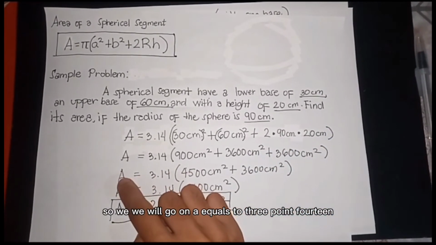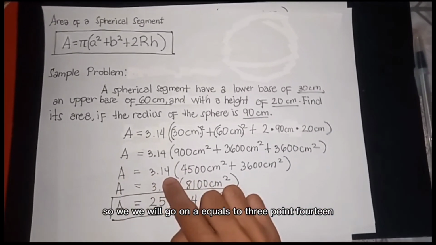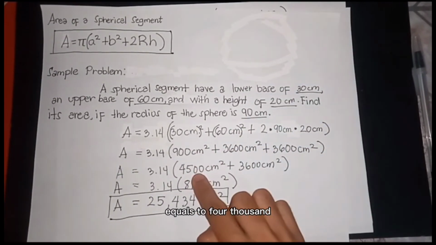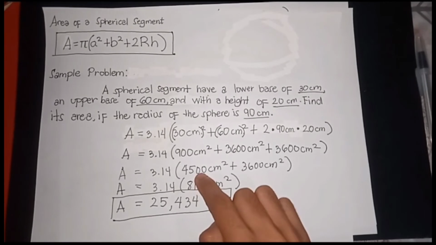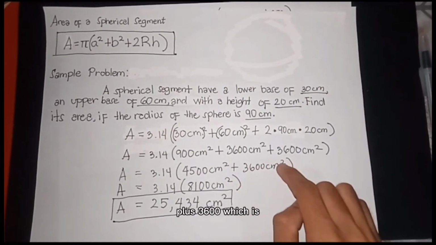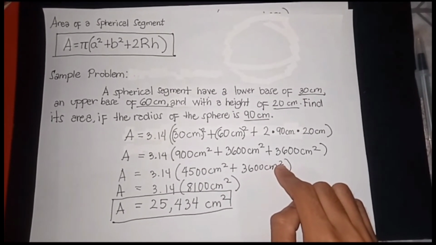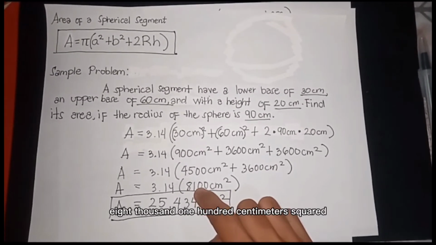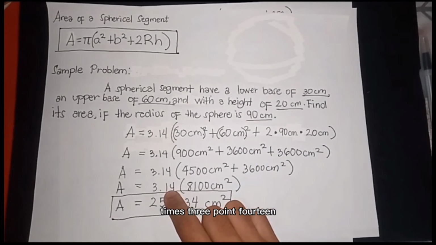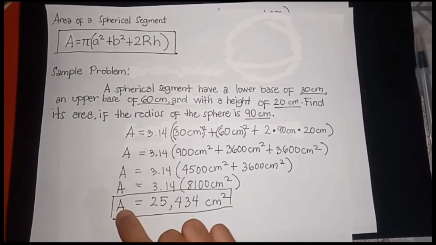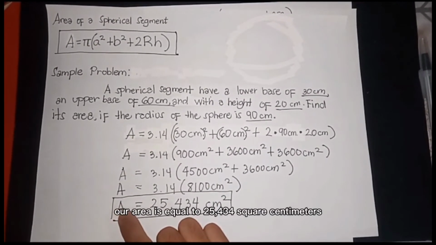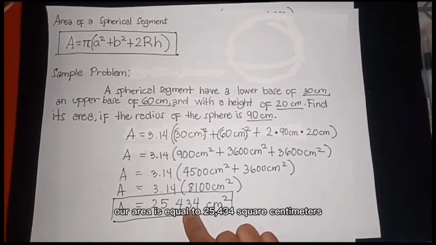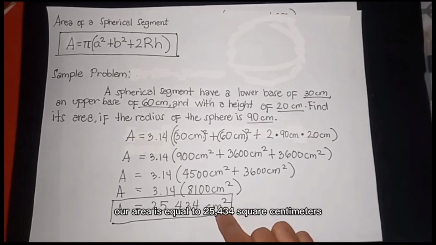So we will go on. A is equal to 3.14 times: 900 plus 3,600 is equal to 4,500 centimeters squared, plus 3,600, which is 8,100 centimeters squared, times 3.14. Therefore, our area is equal to 25,434 square centimeters.